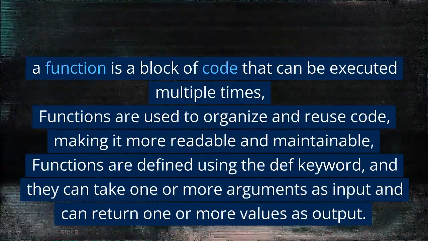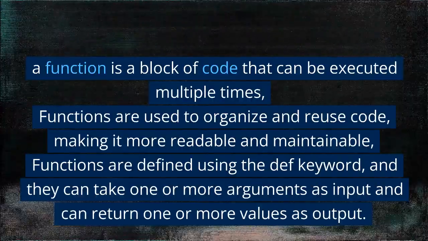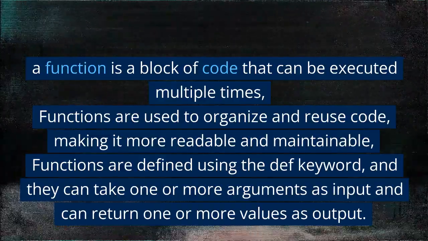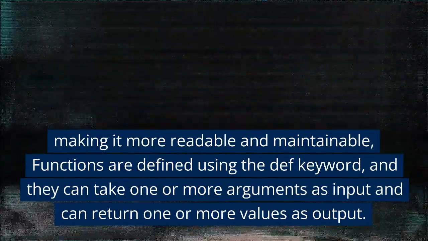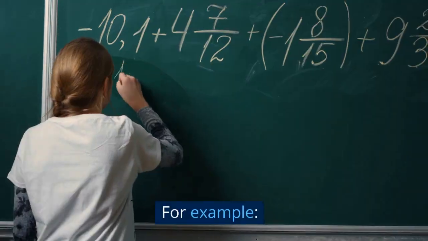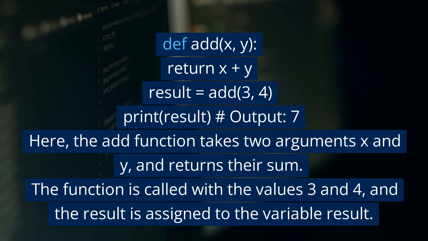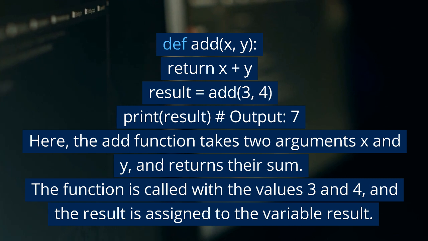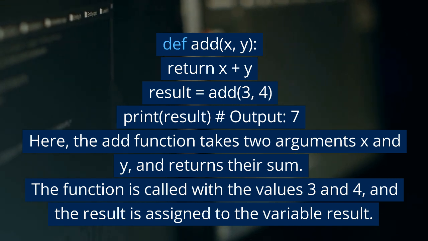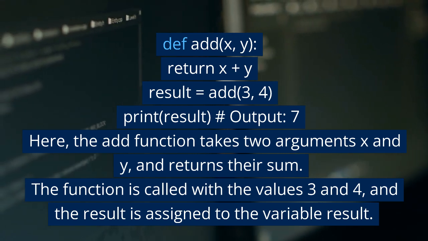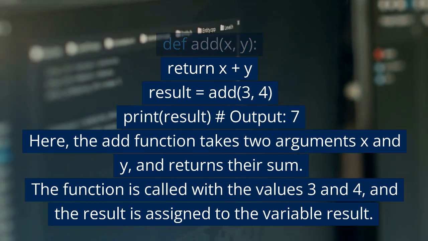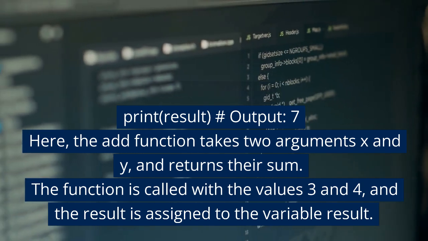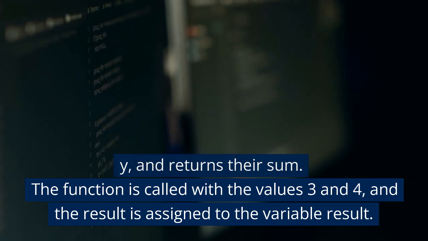Functions are used to organize and reuse code, making it more readable and maintainable. Functions are defined using the def keyword, and they can take one or more arguments as input and can return one or more values as output. For example, def add(x, y): return x + y, result = add(3, 4), print(result) # output: 7. Here, the add function takes two arguments x and y, and returns their sum. The function is called with the values 3 and 4, and the result is assigned to the variable result.